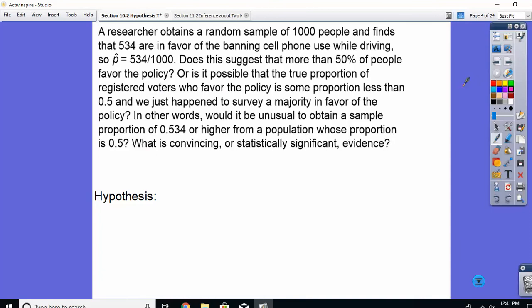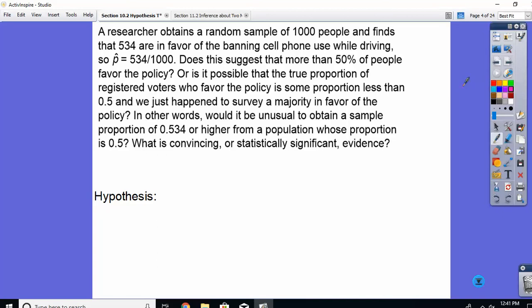Okay, so let's look at this. A researcher obtains a random sample of 1,000 people and finds that 534 are in favor of banning cell phone use while driving. So that's our p hat, 534 over 1,000. Does this suggest that more than 50% of people favor the policy? Or is it possible that the true proportion of voters who favor the policy is something less than 0.5, and we just happen to get a sample where they were in favor?